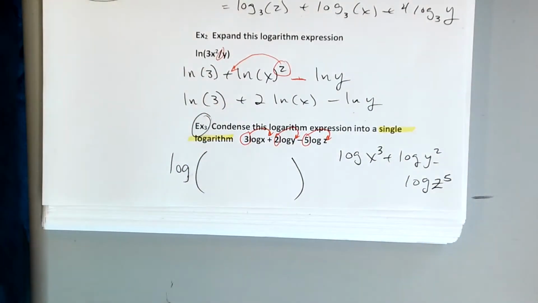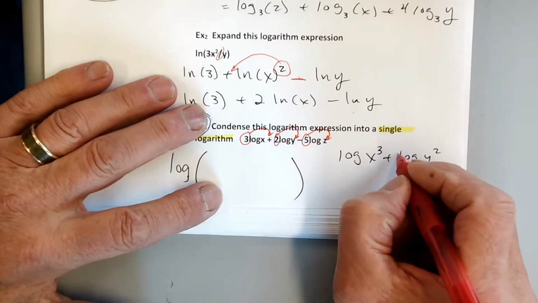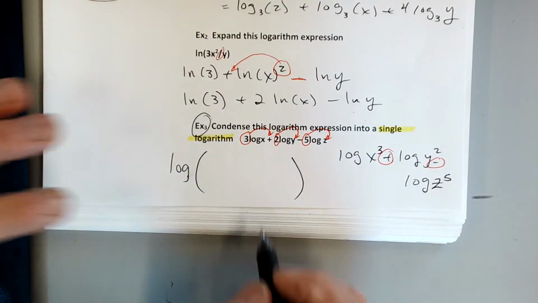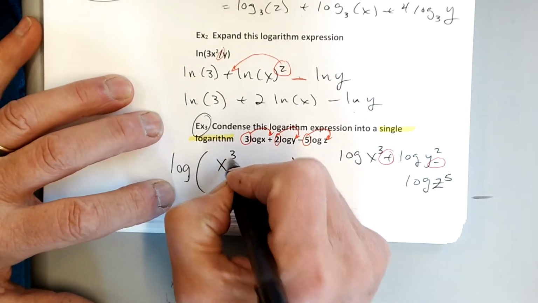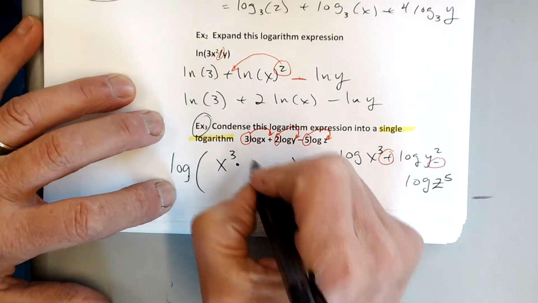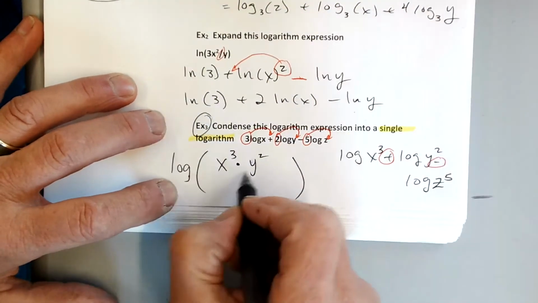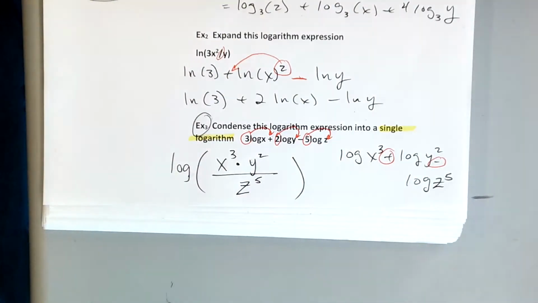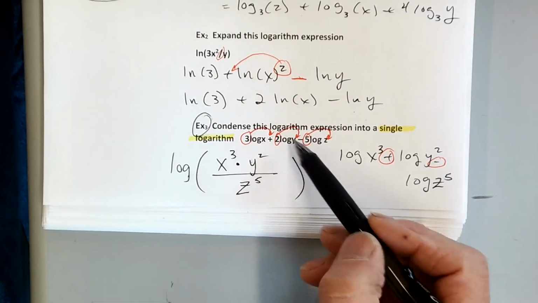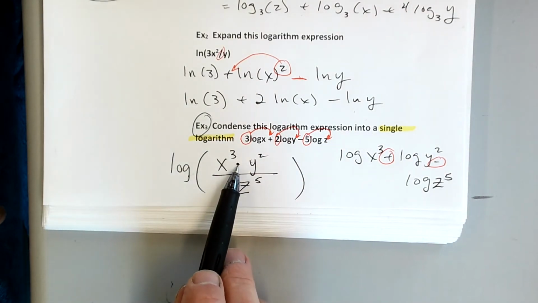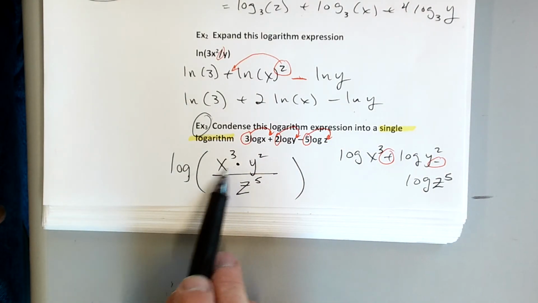And then the last thing I'm going to do is, where it says plus, I'm going to make it multiply. Where it says subtract, I'm going to make it divide. So I'm going to rewrite this as x cubed times, I don't need the times sign, but I'm going to put it in there anyway, times y squared divided by z to the 5th, okay? We brought the exponents in first, and then if it says plus, it was multiply, and if it says subtract, it was divide, okay?